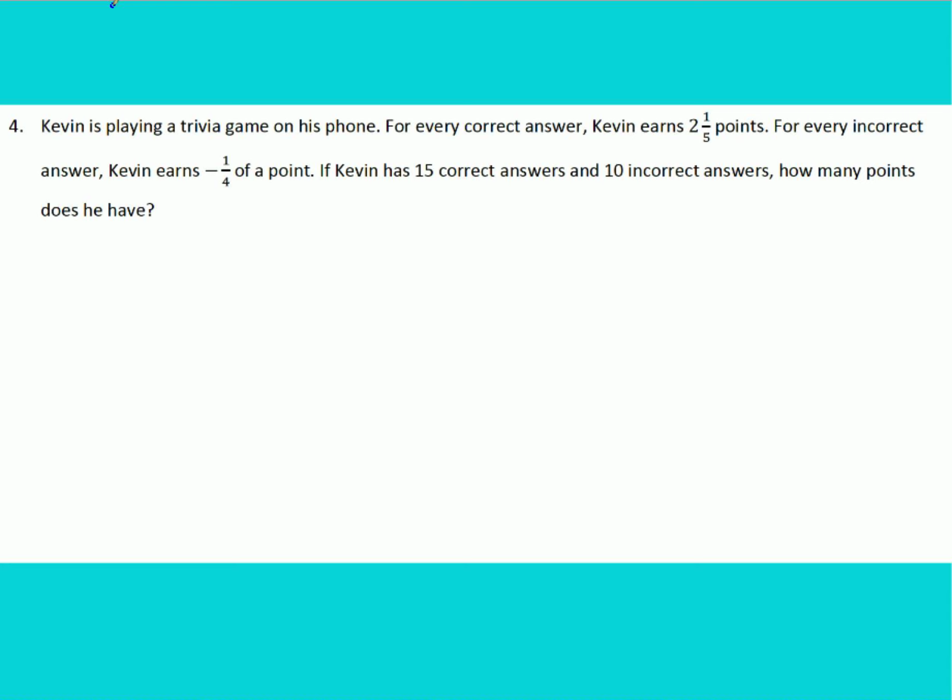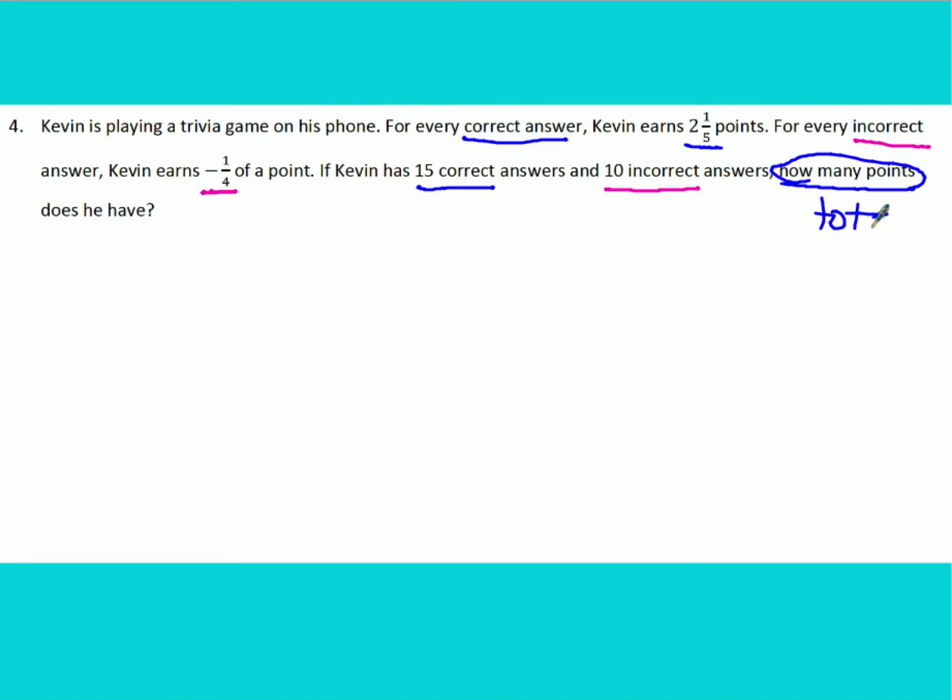So again, we get a lot of info. We know that for every correct answer, he's earning positive 2 1/5 points. We also know that he got 15 answers correct. So I'm going to underline those all in one color. And then I'm going to choose a different color for all the incorrect answers. So for incorrect answers, he's getting negative 1/4 of a point, and he has 10 answers that are incorrect. So we need to figure out how many points he has. So we're looking for his total number of points.